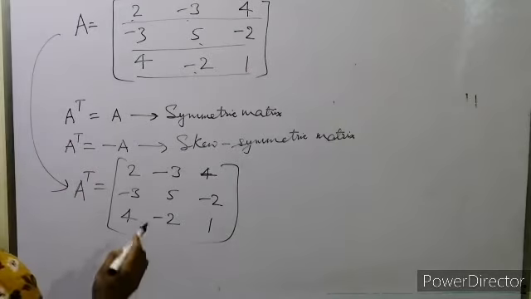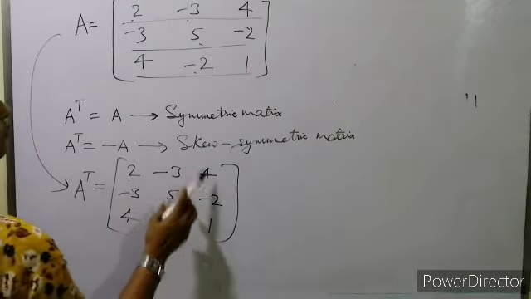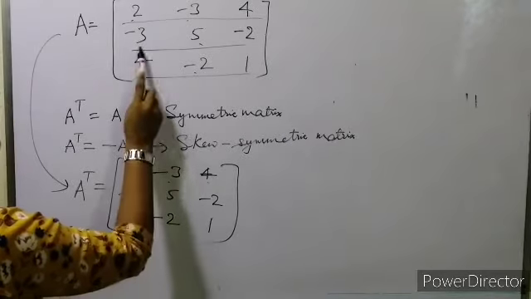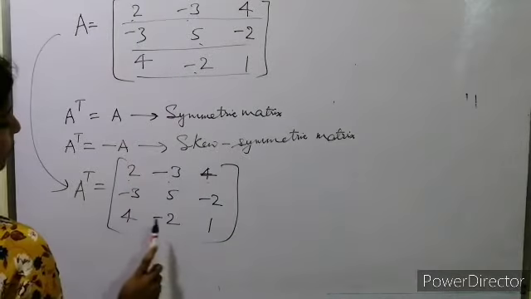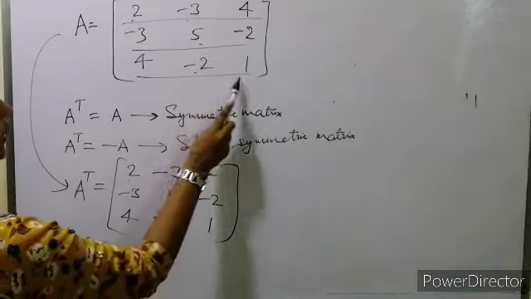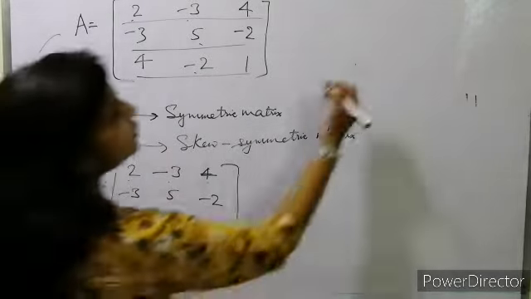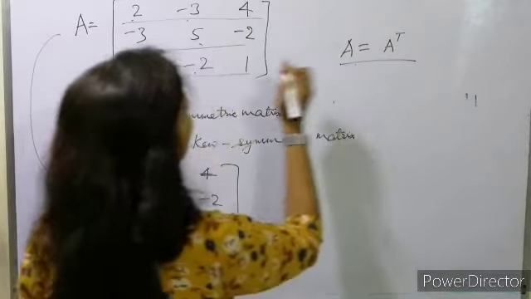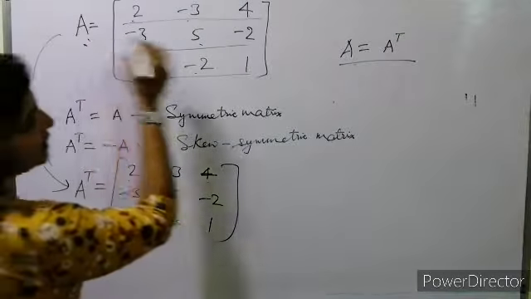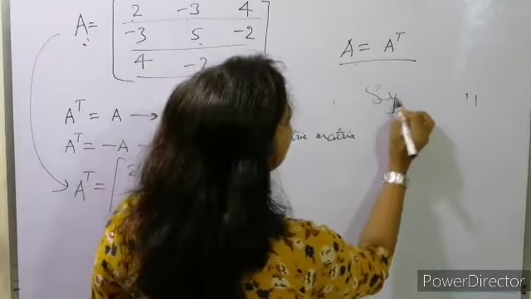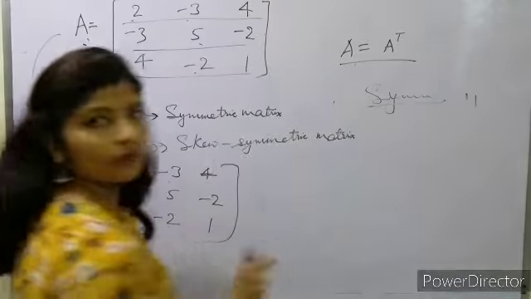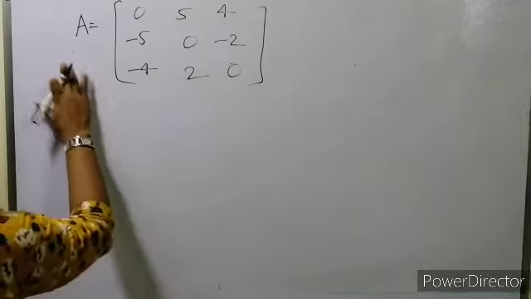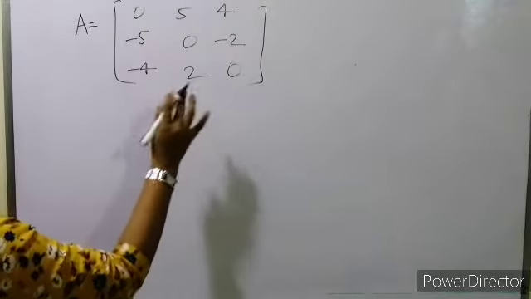Now we'll compare this. The row 2, minus 3, 4 matches 2, minus 3, 4. Minus 3, 5, minus 2 matches minus 3, 5, minus 2. 4, minus 2, 1 matches 4, minus 2, 1. So these are equal, so A is equal to A transpose. So this matrix A is a symmetric matrix.